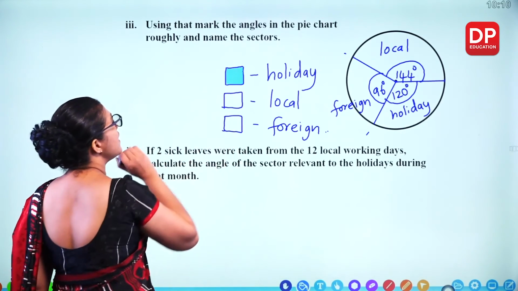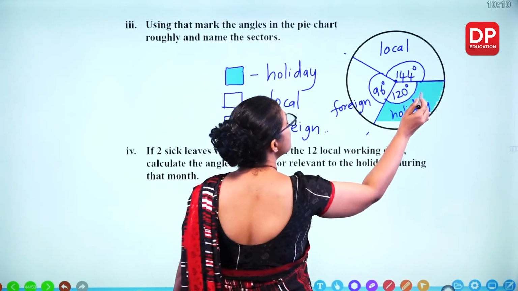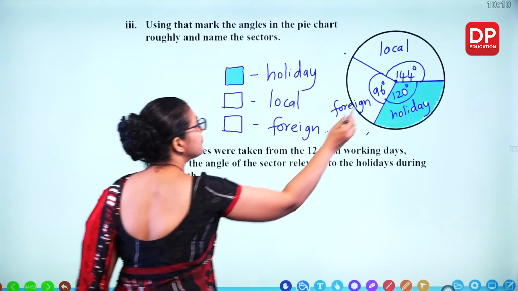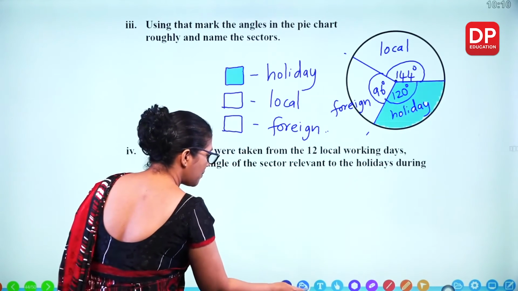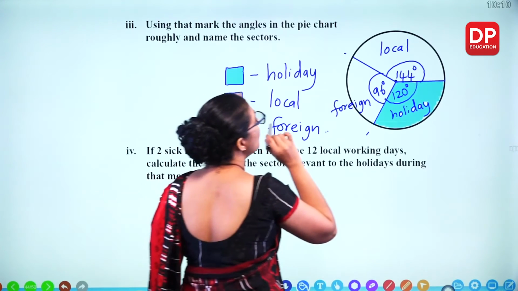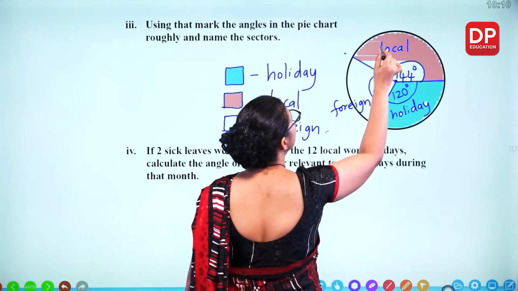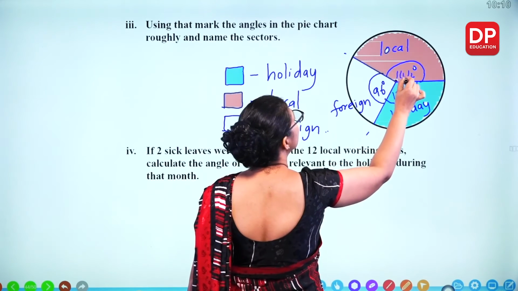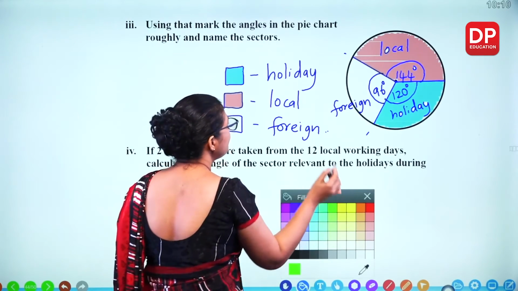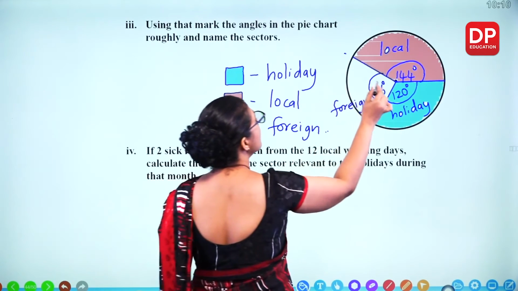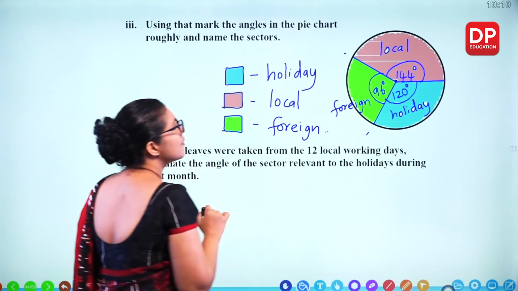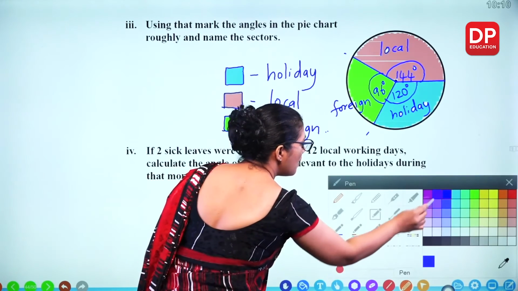So I'll put holidays in blue color. That means this area. And then I can put a different color for local here. Local means this one. And another color for foreign. So this is the pie chart.